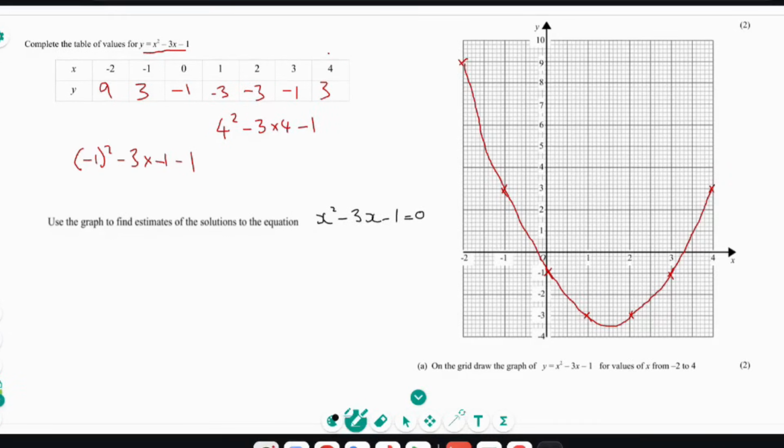Part B, use the graph to find estimates for the solutions to the equation x squared minus 3x minus 1 equals 0. So we want to know when this graph is equal to 0. So for example here, the graph's equal to 9. When is it equal to 0? It's there and there. It's basically where it crosses your x-axis. So it's x is equal to 3.3 and x is equal to minus 0.2.